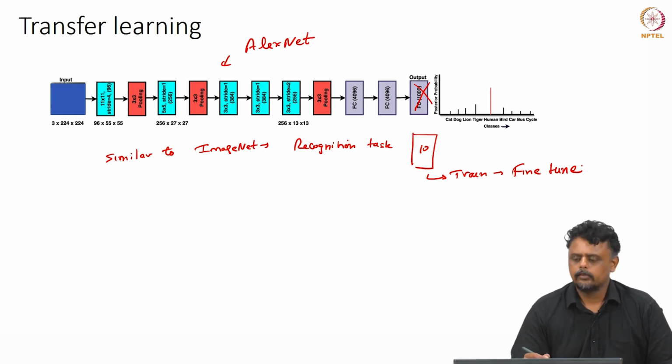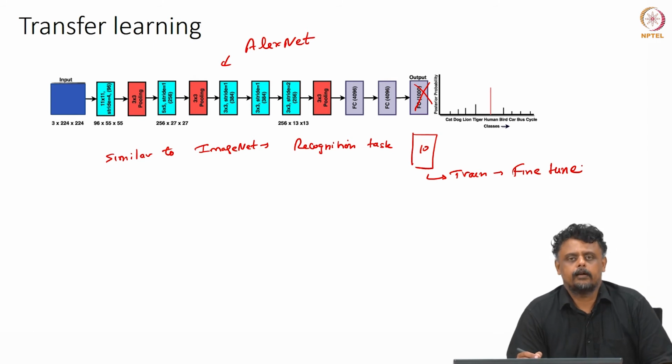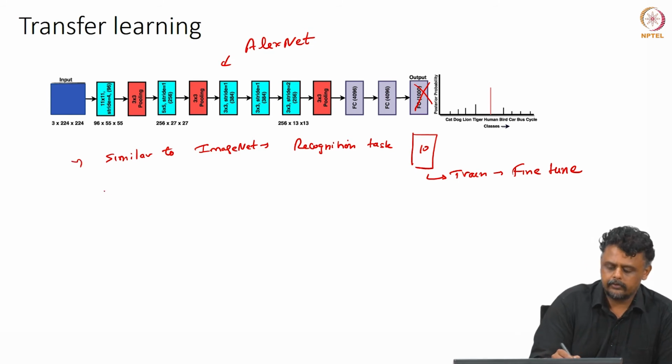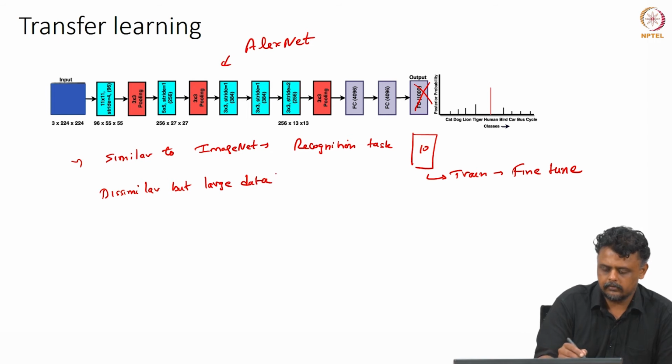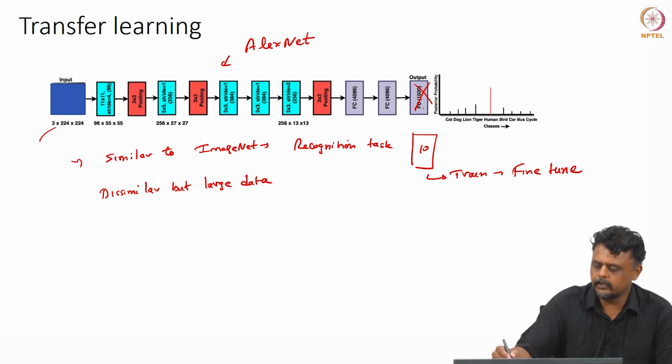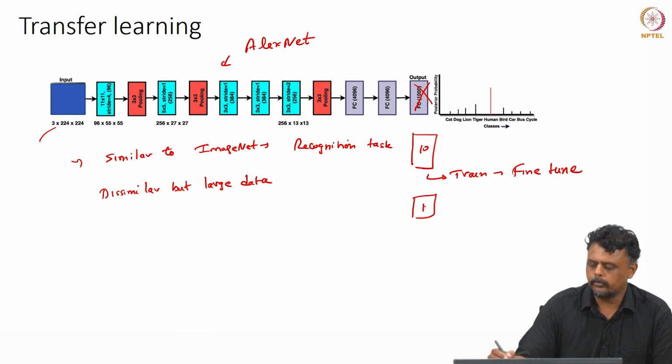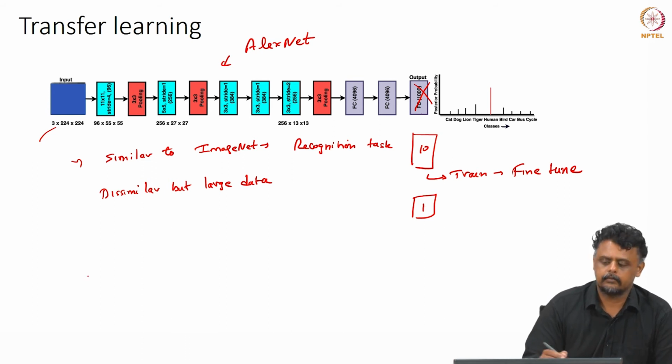But then let us say your input is radiology data, chest X-ray, so dissimilar but large data. You would still go ahead and modify the output layer. Let us say you need only normal versus abnormal. So, instead of 10 you will have just one output, you can say 0 or 1, and you would train the entire network.